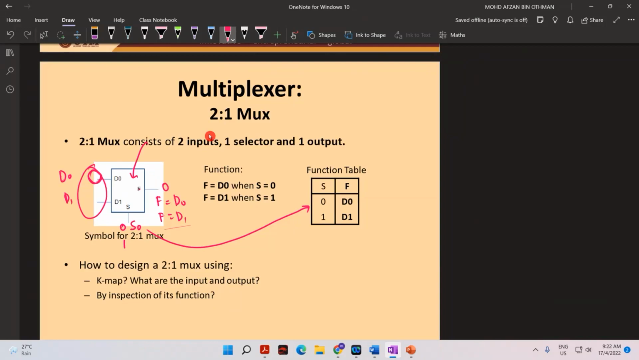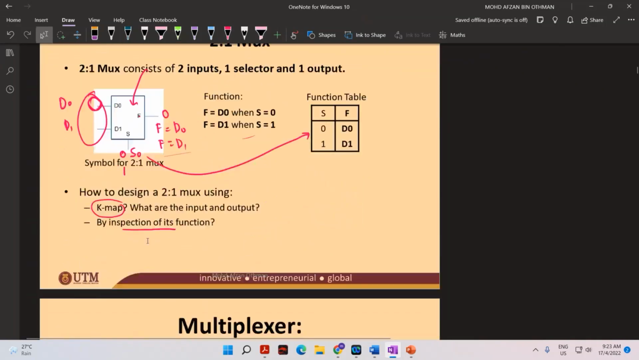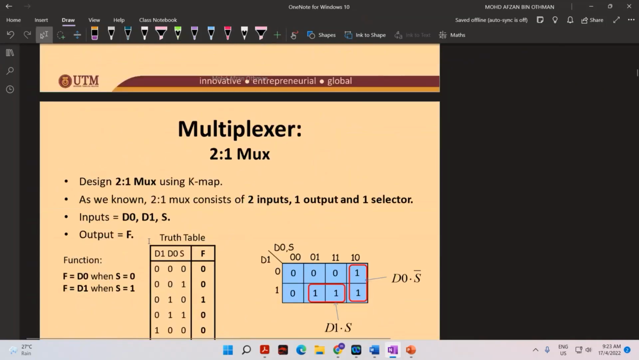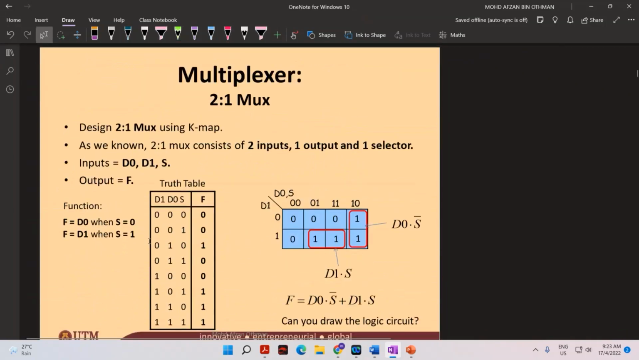So to do that, to look at what are the circuits inside of this 2:1 mux, we can use a K-map untuk design the 2:1 mux, ataupun inspect the function. So we are going to look at both things. Mula-mula kita nak tengok K-map dahulu, to design a 2:1 mux using a K-map.